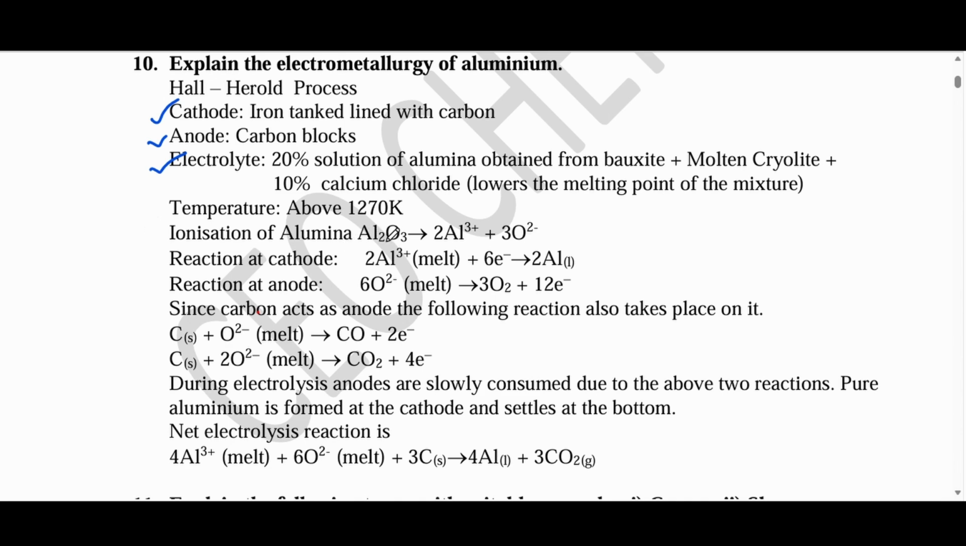We have already seen this equation in the first video, which contains the important equations of this chapter. Al2O3 gives 2Al3+ plus 3O2-. 2Al3+ plus 6 electrons gives 2Al. 6O2- gives 3O2 plus 12 electrons. Since carbon is acting as the anode, it results in the formation of carbon monoxide and carbon dioxide. So what will be the net electrolysis reaction? 2Al2O3 plus 3C gives 4Al plus 3CO2.